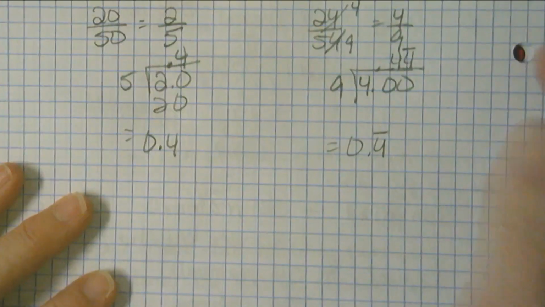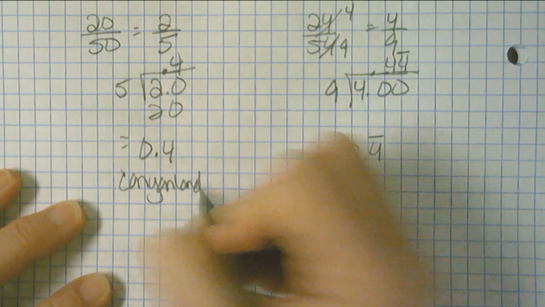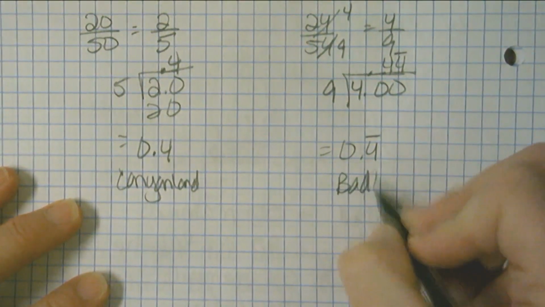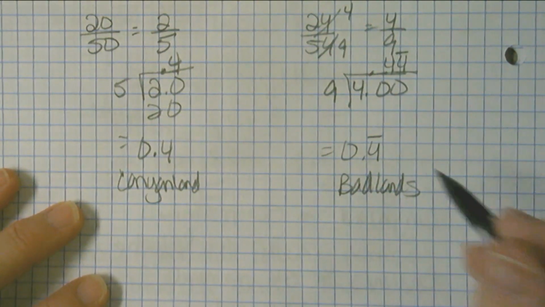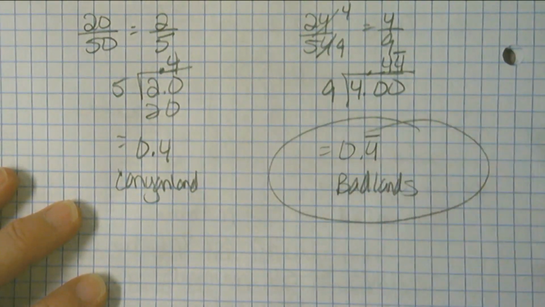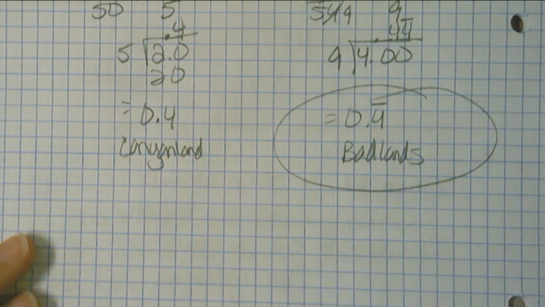Which one of these, so this is our Canyonland, and this is our Badlands. Which one is greater? Matthew? The Badlands. How many of you are cool with this?